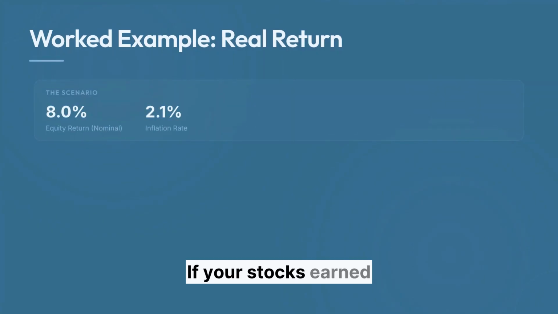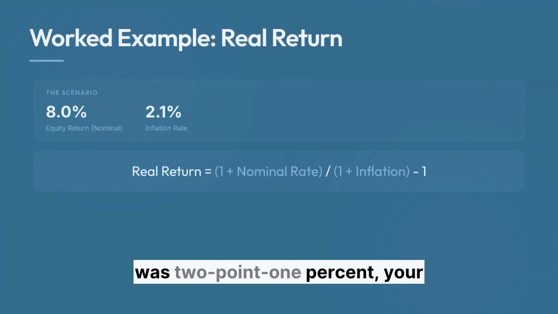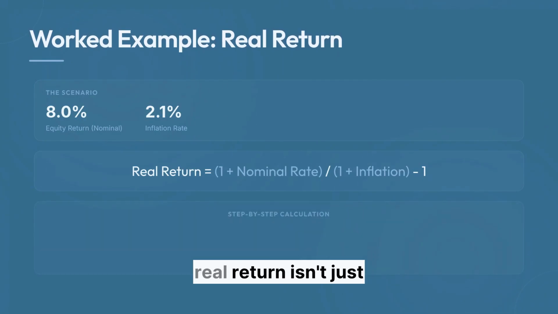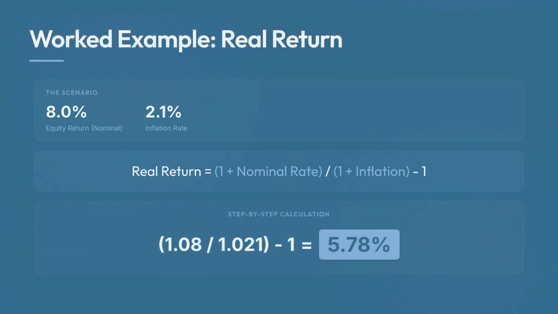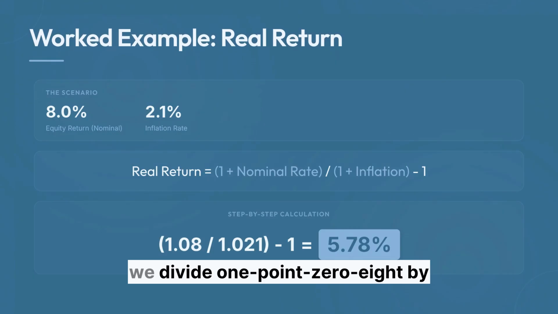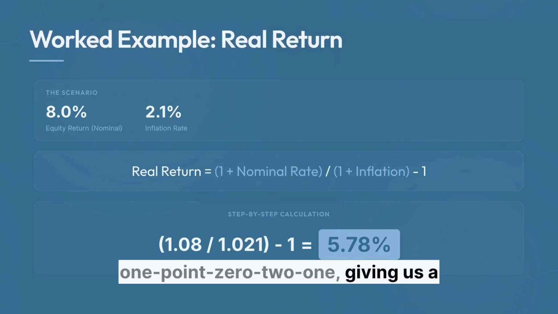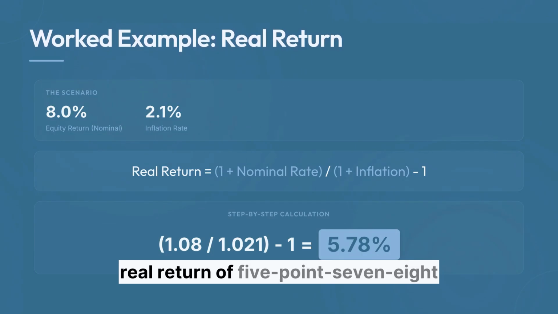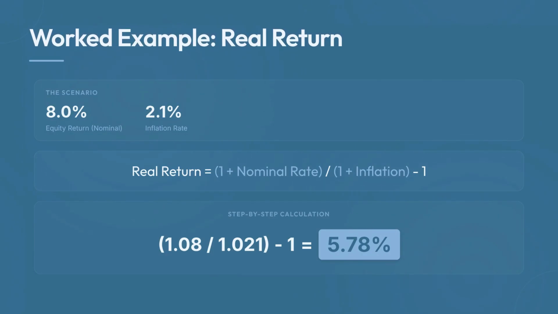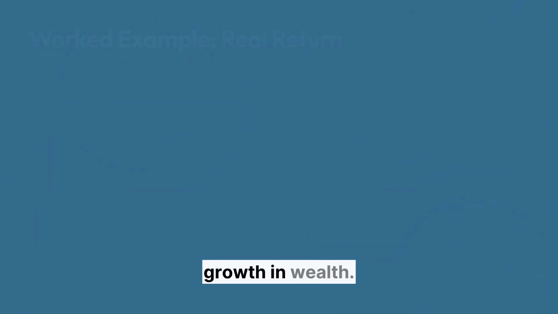If your stocks earned 8%, but inflation was 2.1%, your real return isn't just the difference. Using the exact formula, we divide 1.08 by 1.021, giving us a real return of 5.78%. This is your true growth in wealth.